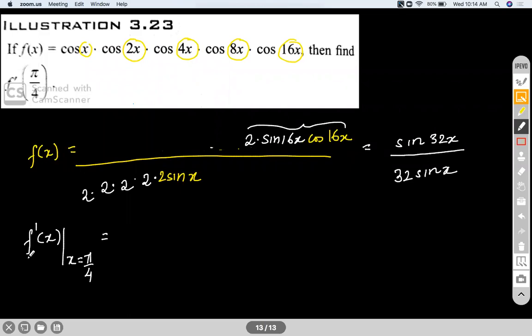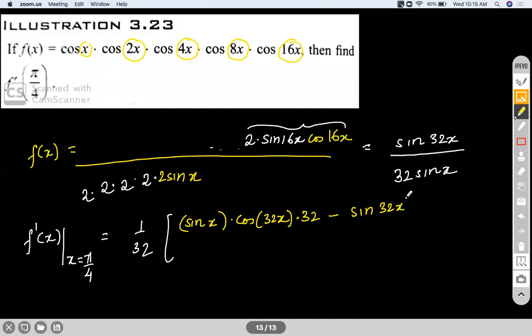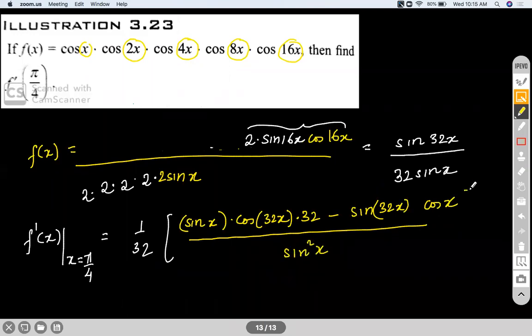What is sine pi by 4? 1 by root 2. 1 by 32, you can just keep it outside. Don't involve it. Square. So, sine x cos 32x into 32 minus sine 32x into cos x by sine square x. This is 1 by root 2.